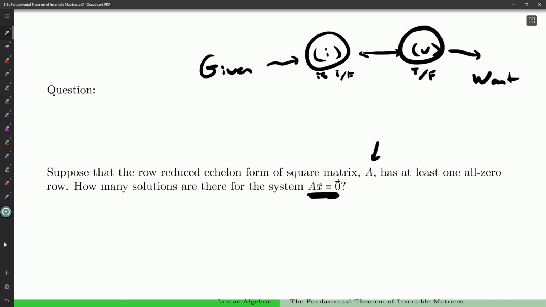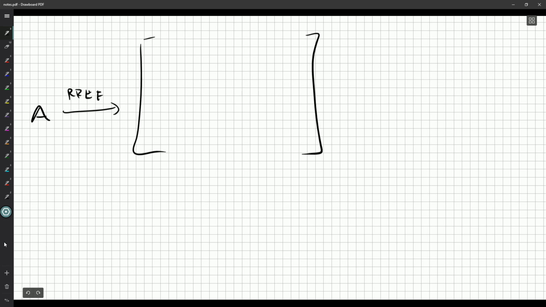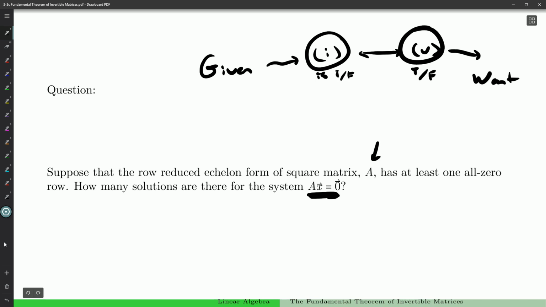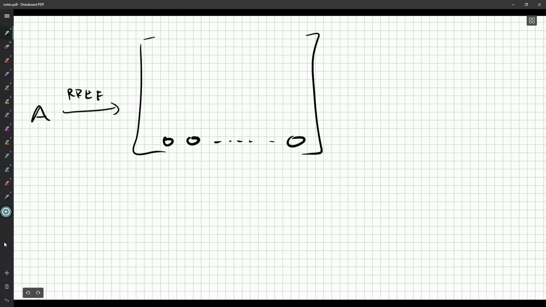Okay. Now, what are we given in the question? Suppose that the row-reduced echelon form has at least one all-zero row. Let's try and imagine what we've got here. We've got our matrix A, and we row-reduce it. And I don't know exactly what it's going to look like. It's a big square matrix, but they're telling me I've got at least one all-zero row. Did they say at least, or did they say exactly? At least one. Okay? So that's all I'm being given.